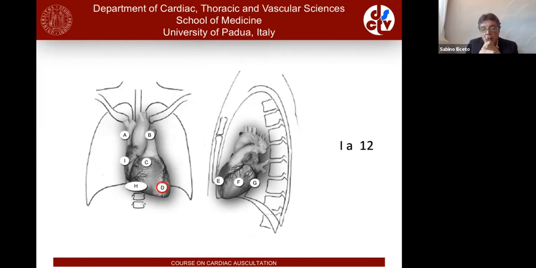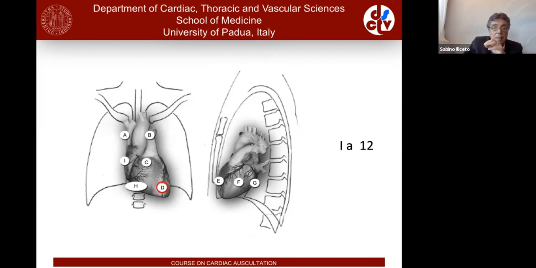And this is called four rhythm gallop. It is the worst clinical auscultation that you can have in a patient with heart failure. And if you hear something like that, it is a very, very bad ominous sign.